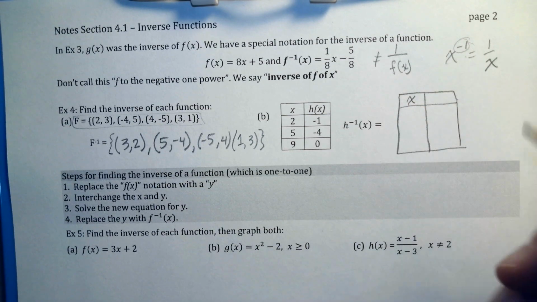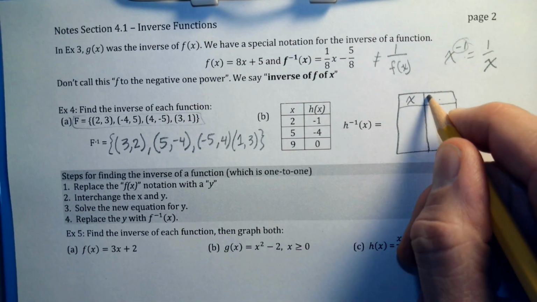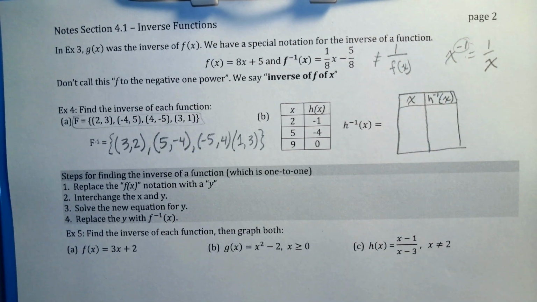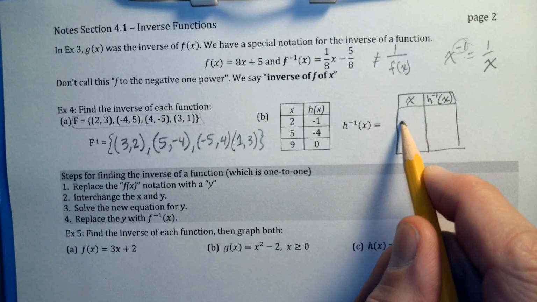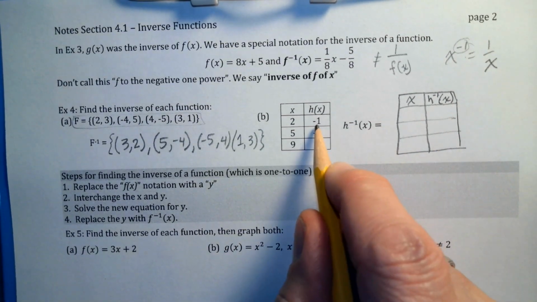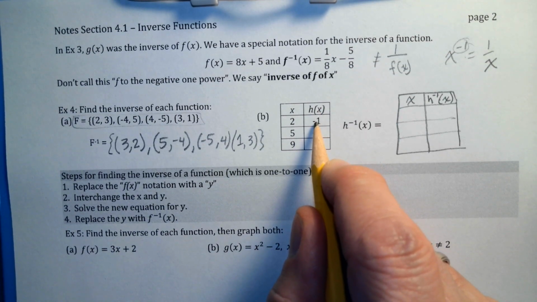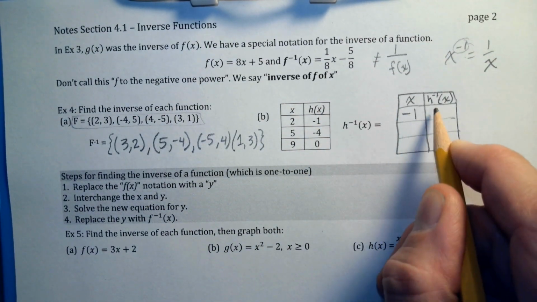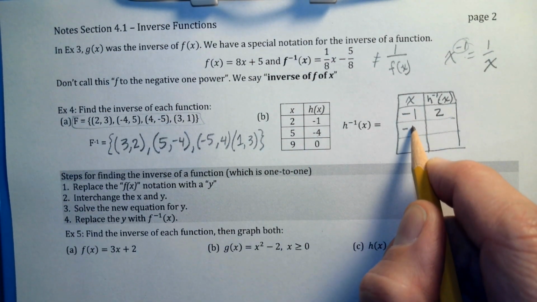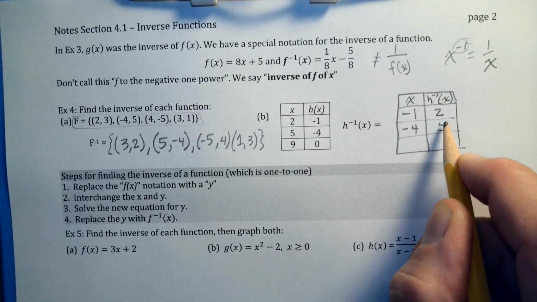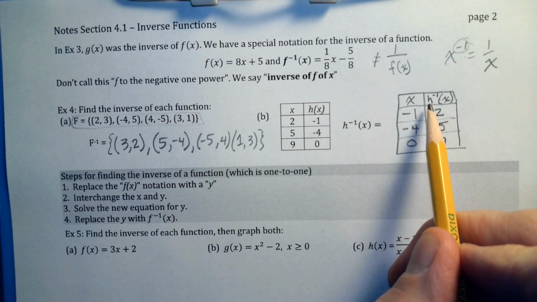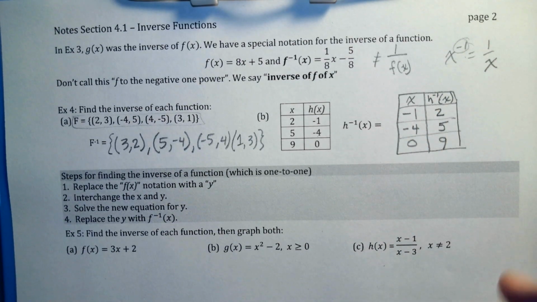And we'll call this x. We won't call this h of x. We'll call this h, the inverse of h of x. All right, let's put some lines in here. So now the h of x, or the y, becomes the x. So negative 1, 2. The y, or h of x, negative 4, now becomes the x, 5, 0, 9. Okay, so remember, this is the inverse of h of x.